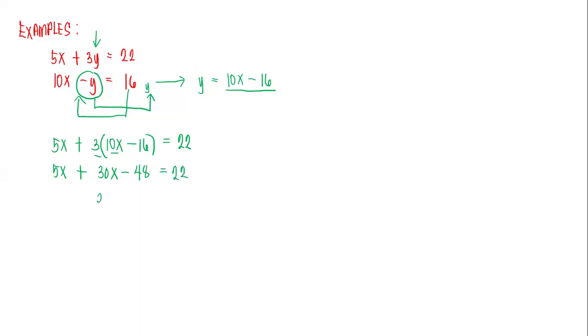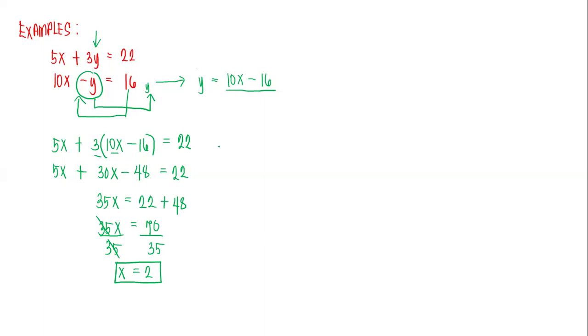Okay, simplify more. 30x plus 5x, that is 35x, equals 22 plus 48. 22 plus 48 is equal to 70. So 35x equals 70. Dividing both sides by 35, our x is equal to 2. Okay, there you go, you already have your x.